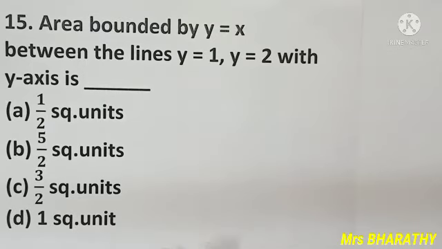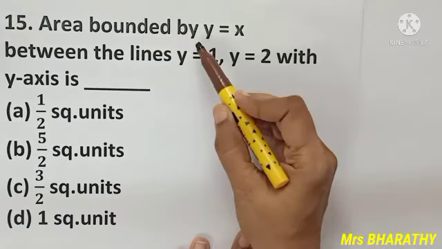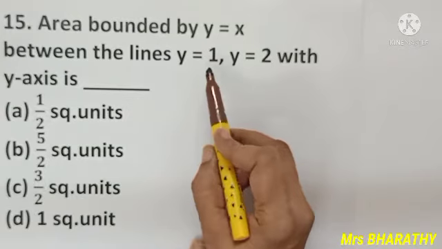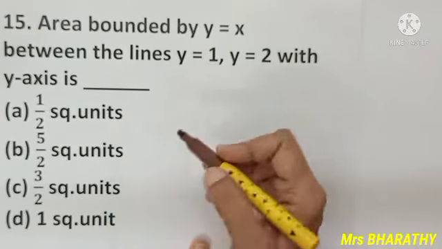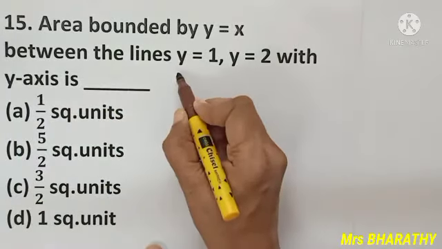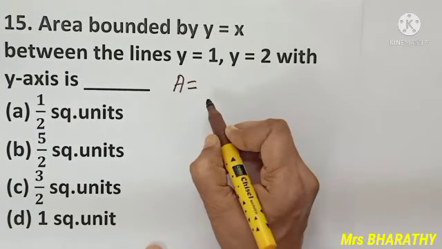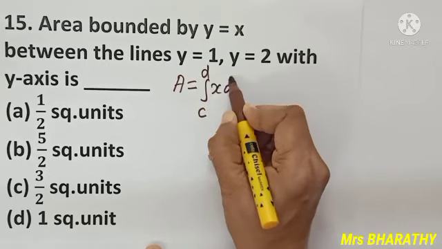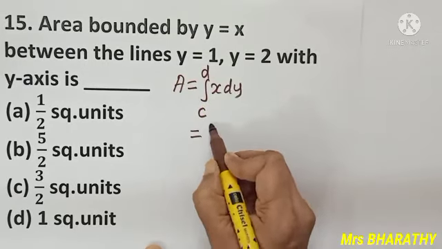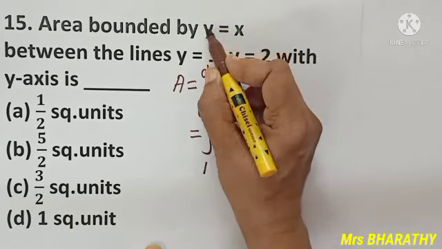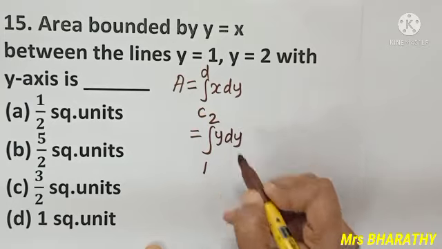Question number 15. Area bounded by y equal to x between the lines y is equal to 1, y is equal to 2 with the y axis. My question is about the y axis. Let us remember the formula. Area is integral c to d x dy. Here the limits are 1 and 2. x is nothing but y, dy.